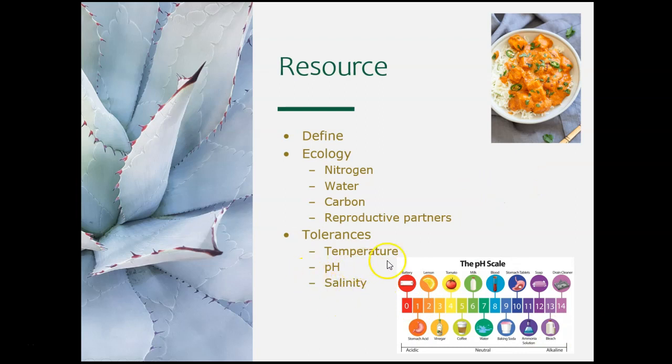Salinity refers to how much salt is in a liquid or in a substance. So if you have an ocean fish, it needs salinity. But if you have a freshwater fish and you put it in salt water, it'll die because it doesn't have a tolerance to survive there.